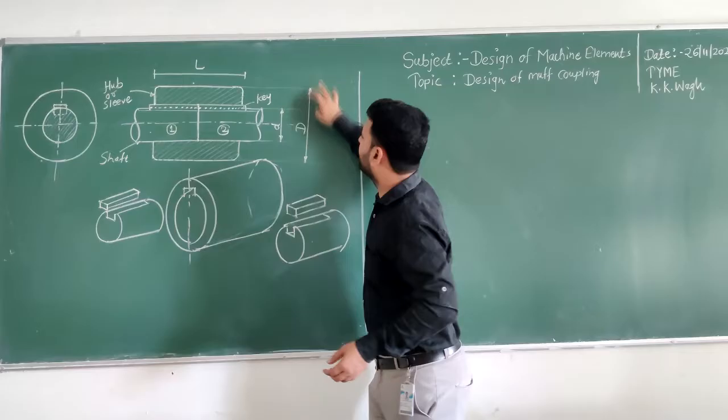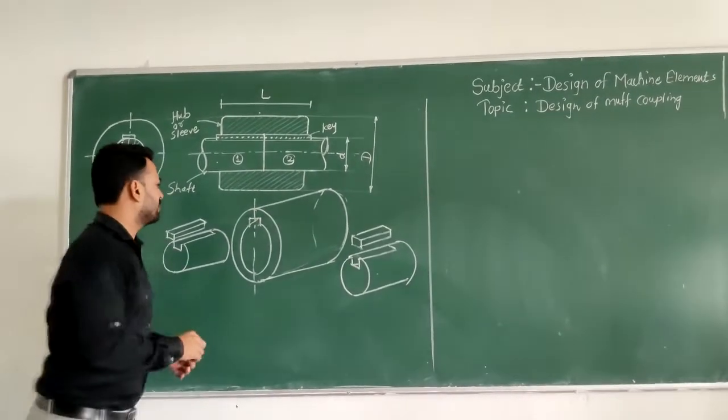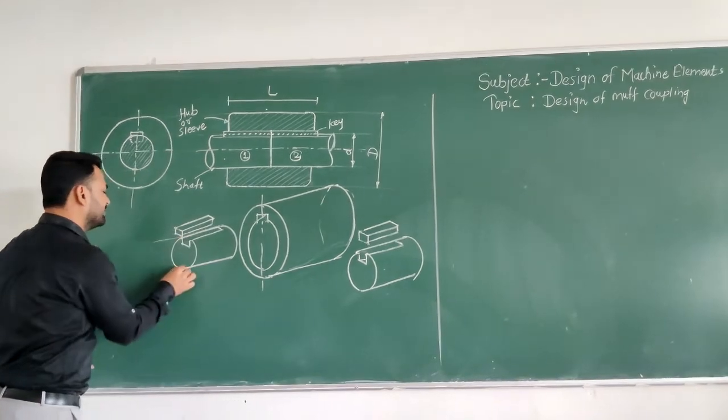This is capital D. Tell me, what is capital D? Diameter of what? One is the solid shaft. Correct. This is the solid shaft. This diameter is equal to what?